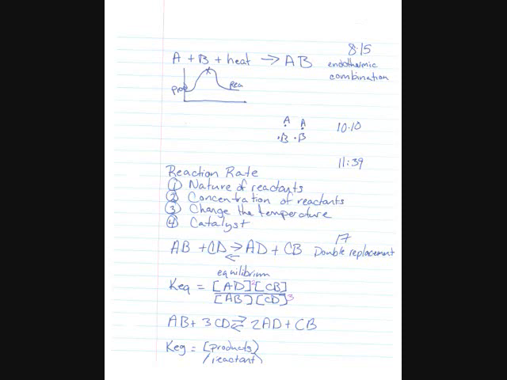So, if we've got reactions, there's basically four things we can do to change the rate at which they go, which is called the reaction rate. We can change the nature of the reactants.